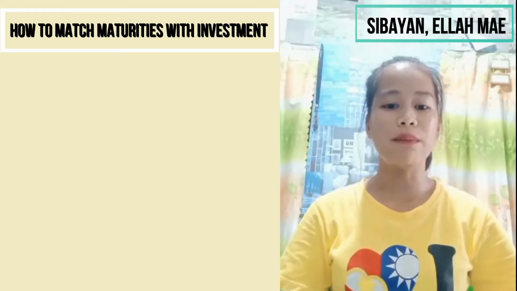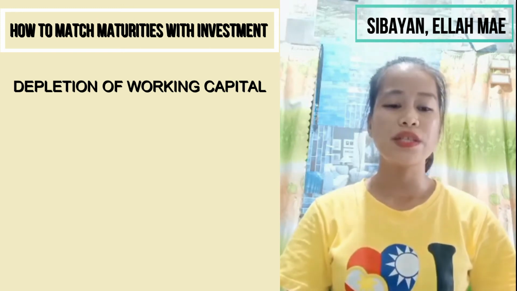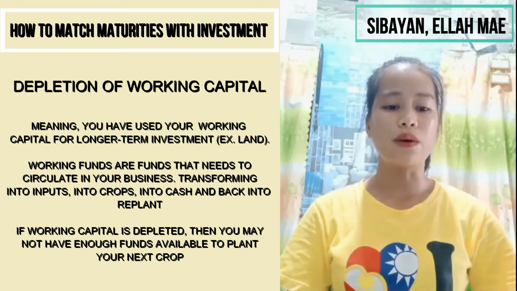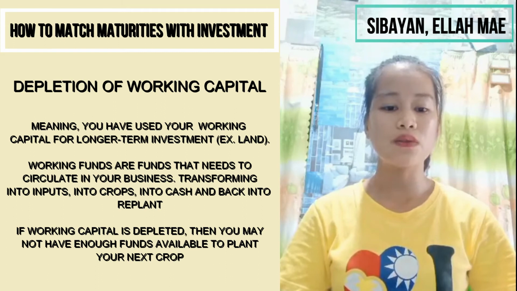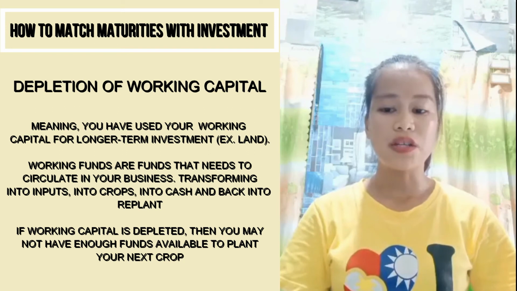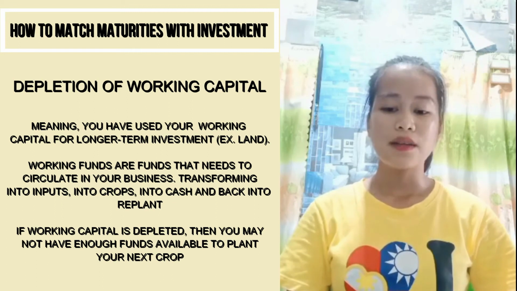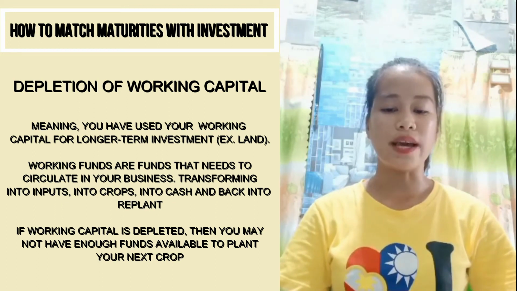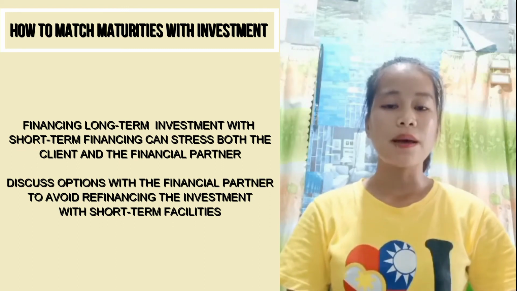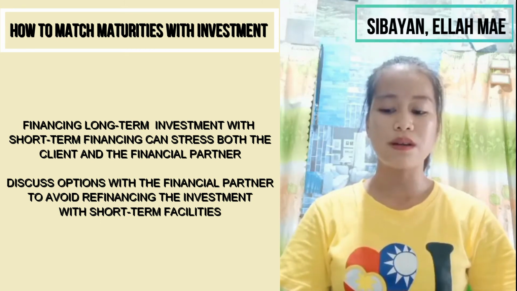The situation described above is what lenders call depletion of working capital, as I have said earlier, which simply means you have used your working capital for longer-term investments. This is a problem because working capital funds are the funds that need to circulate in your business, transforming from inputs into crops, into cash, and back to inputs to replant. So, if working capital is depleted, then you may not have enough funds available to plant your next crop. This is a problem for both you as a farmer and your financial partner because it puts stress on your business when you finance long-term investments with short-term financing.